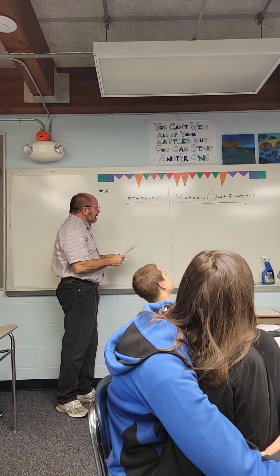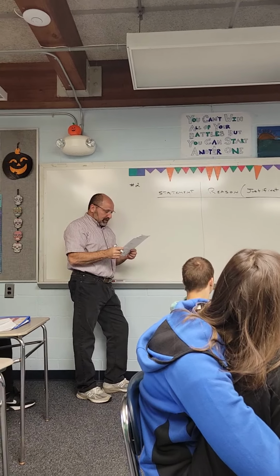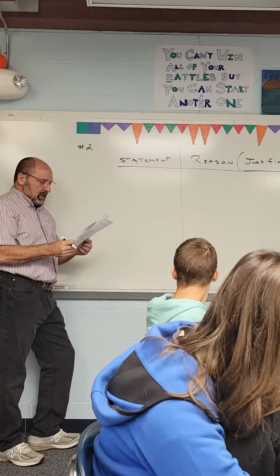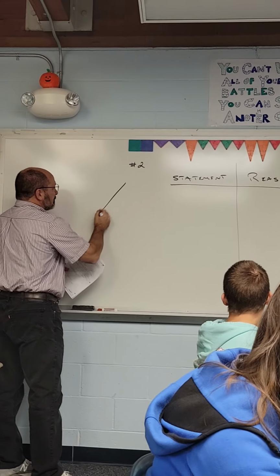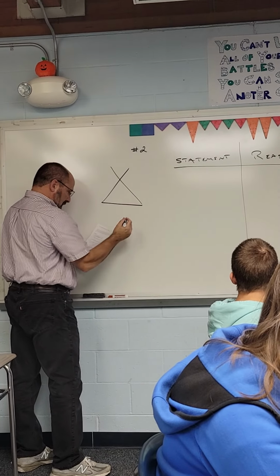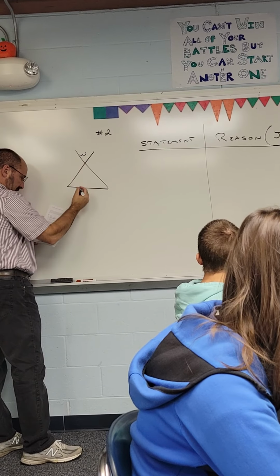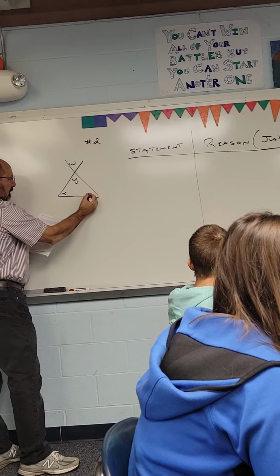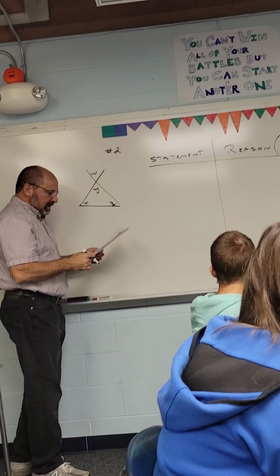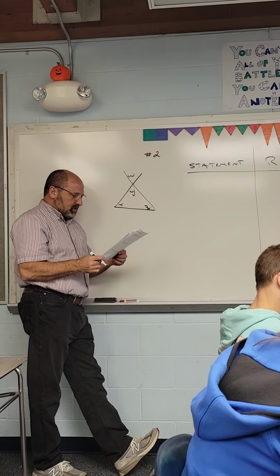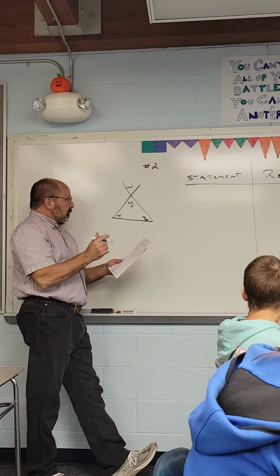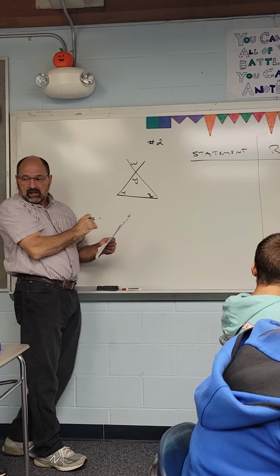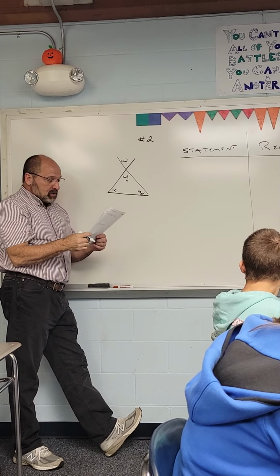Action. So we're going to do a proof that is problem number 2 on the second page of the worksheet. It starts with a picture of a triangle and one angle that is exterior to the triangle at angle W, and 3 angles inside the triangle labeled X, Y, and Z. Our goal is to prove that angle W plus angle X plus angle Z is equal to 180 degrees.